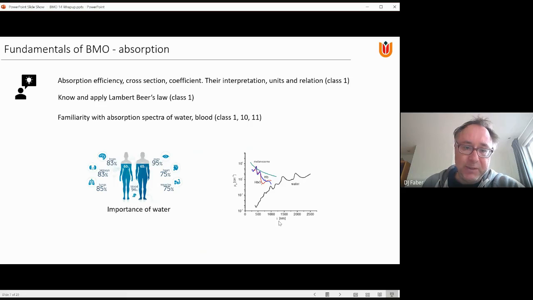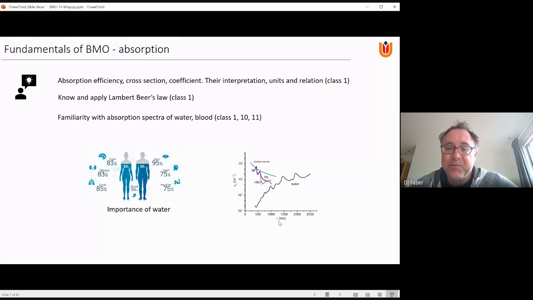I want you to be a little bit familiar with the absorption spectra of the important chromophores in biology. You've seen them in the first class and in the class of Dick and Maurice as well. Of course, the absorption spectrum of water is of great importance because most of our tissues are built up from water, and the shape of the absorption spectrum, the dips and the peaks, mostly determine which wavelengths can be used to do measurements or to do treatments.